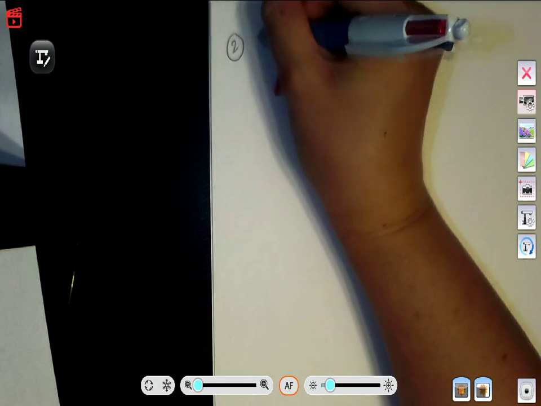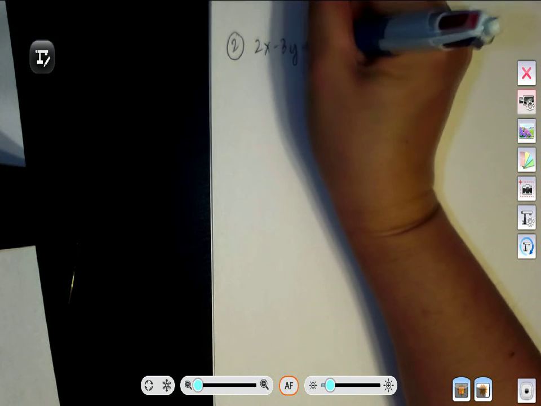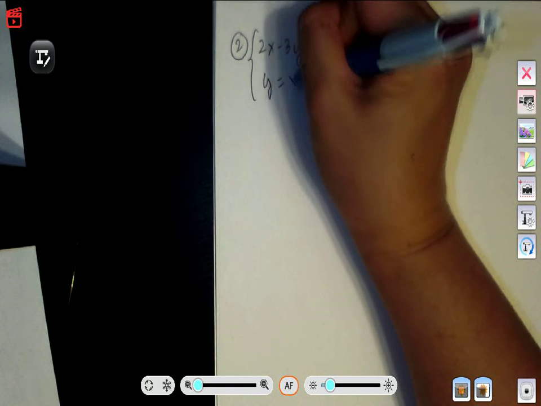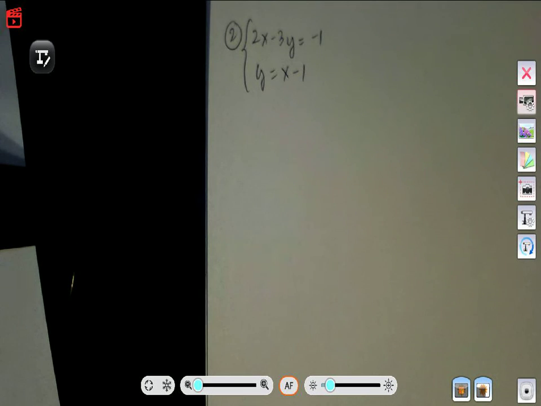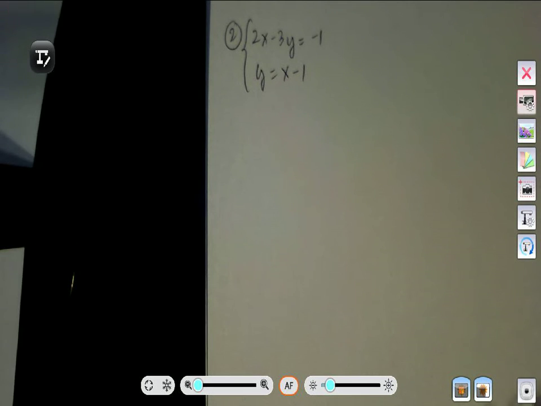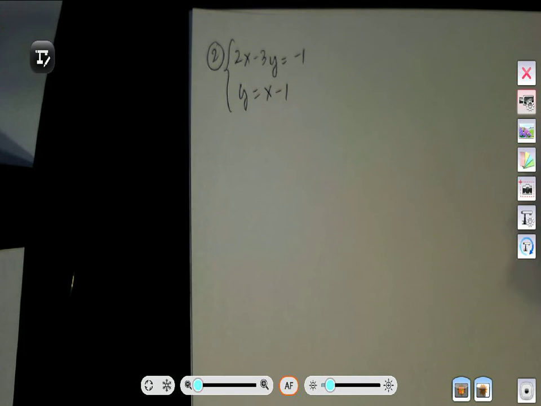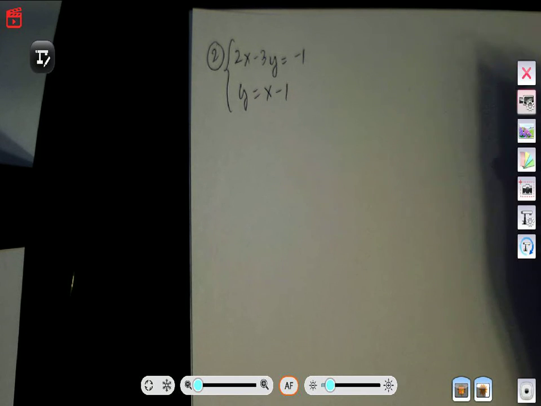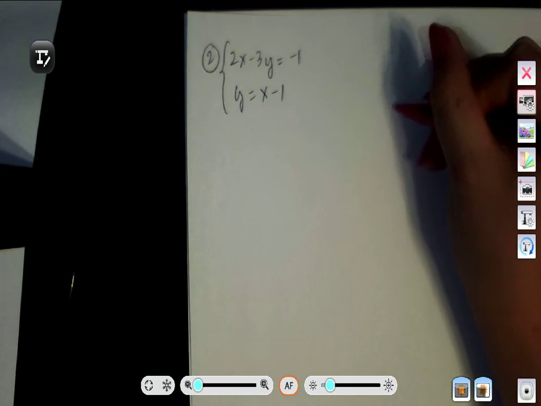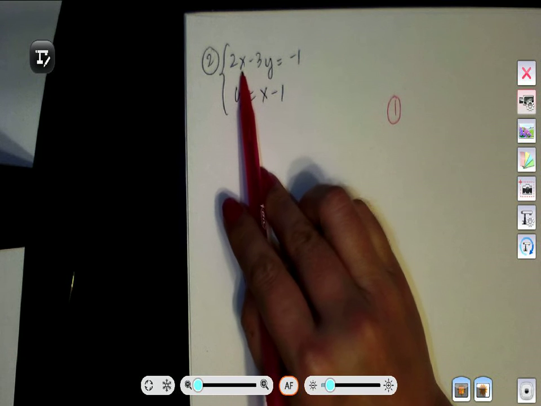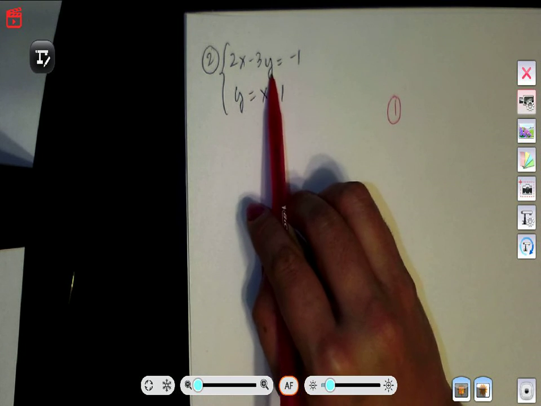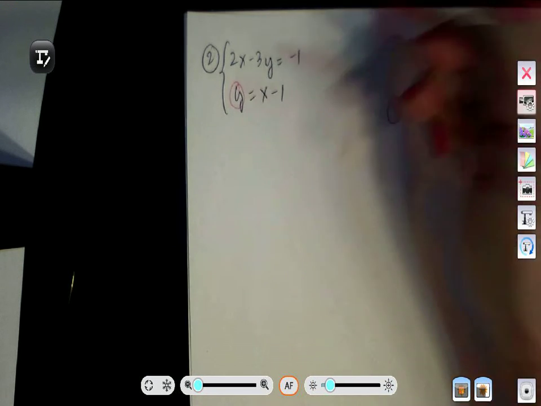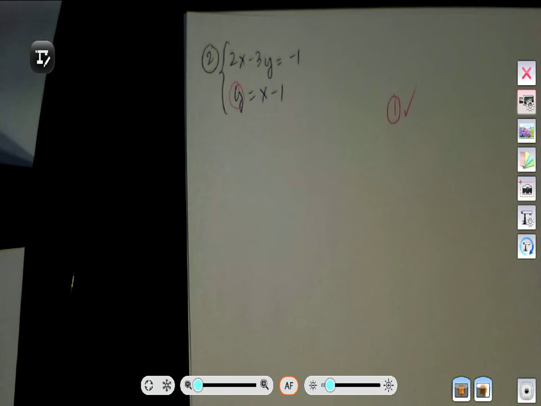from the worksheet says 2x minus 3y is equal to negative 1, and the other equation is y is equal to x minus 1. Now, the first step is to solve for one of the equations for the variable. Now, if you think about step 1, I can either solve for this x, I can solve for this y, or this x. Actually, this y is already solved for, so step 1 is already complete in this equation.